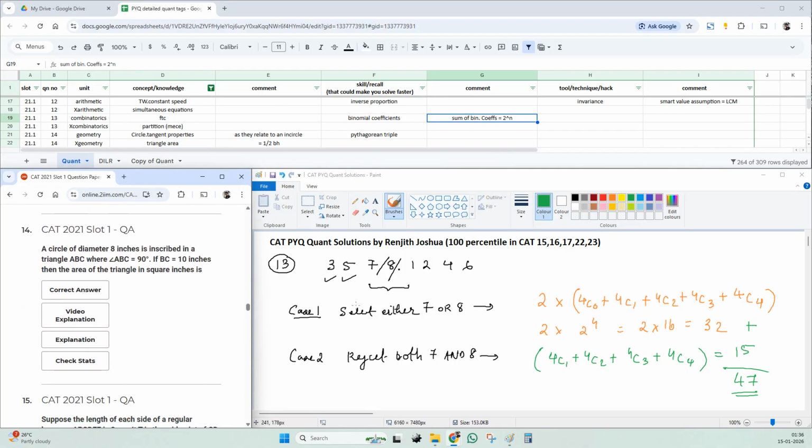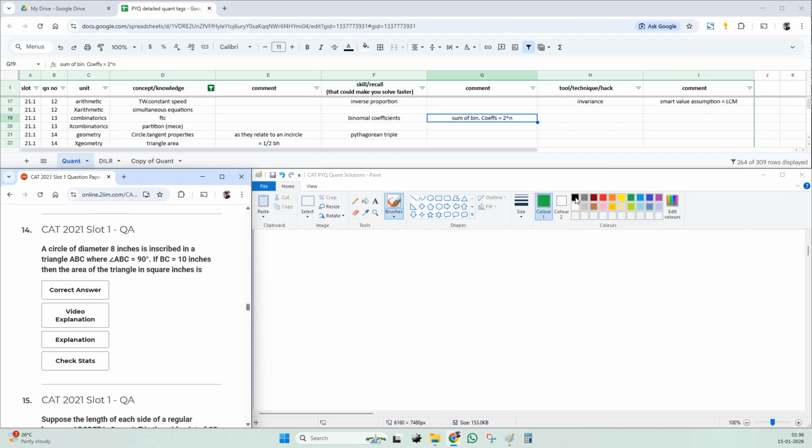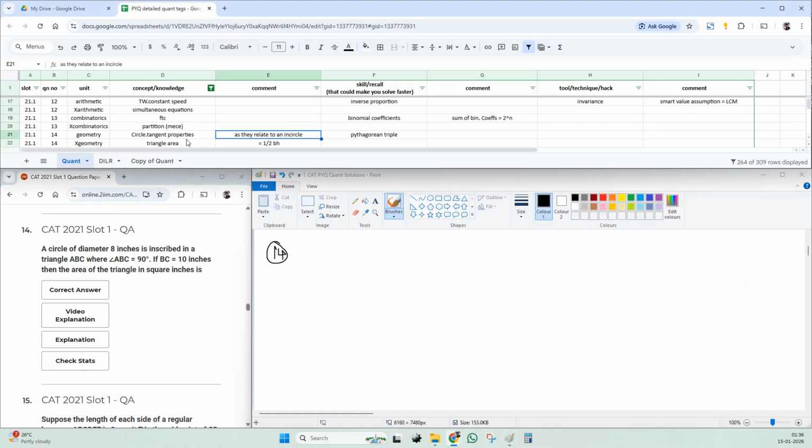Let's look at question 14. A circle of diameter 8 inches is inscribed in a triangle ABC where angle ABC is 90 degrees. If BC is 10, then the area of the triangle in square inches is what? What are the tags I have? Okay, you can do this rigorously or you can bypass it using Pythagorean triples. Let's see how this looks like.